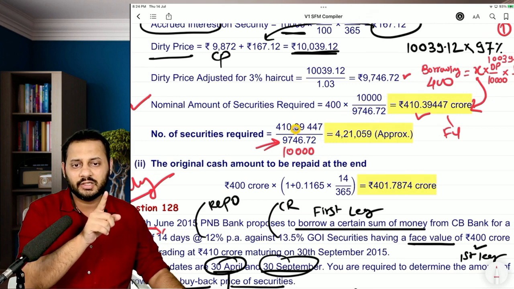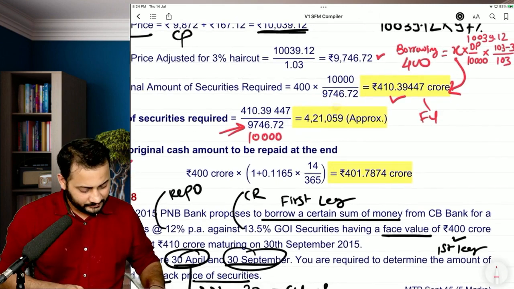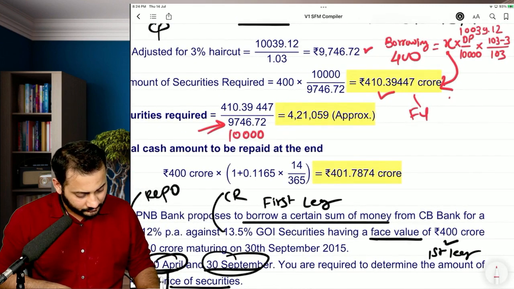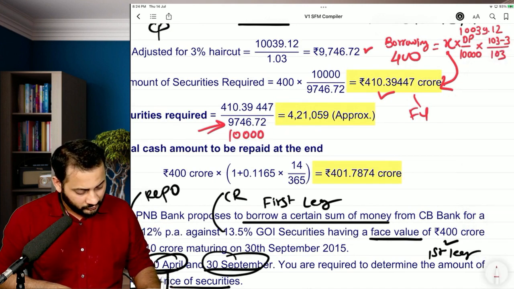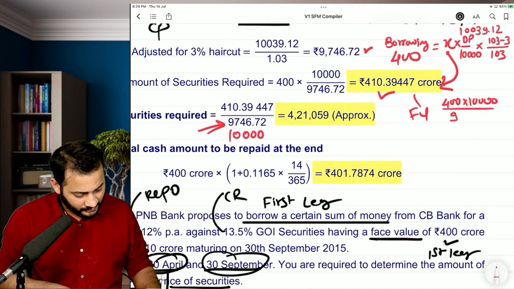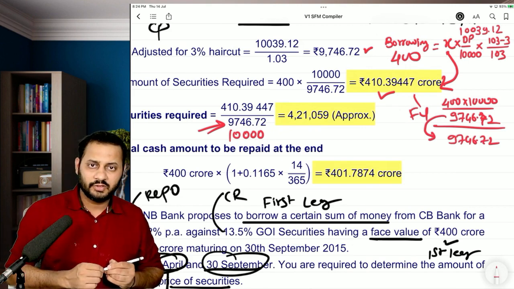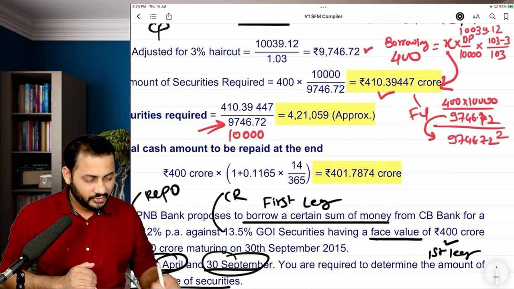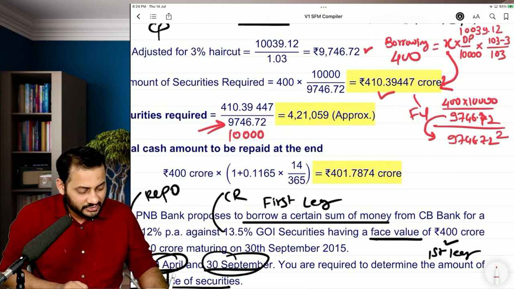So practically speaking, if you put this entire example in this place, it will look like this, and you will understand why it is wrong. 400 into 10,000 divided by 9746.72 divided by 9746.72. What is the logic of this? If 9746.72 comes down to the denominator, it will look like the square of this. Doesn't make sense. It should be 10,000. This should be 10,000.